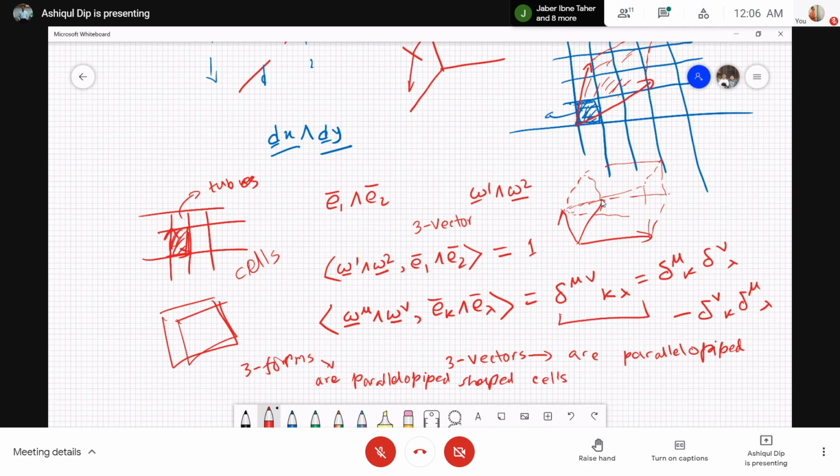And piercing between them will give us the volume of the parallelepiped. Piercing of those will give you the volume of the parallelepiped. The spelling is really weird. I heard people saying parallelopiped. No, that's not the correct pronunciation. Okay, at least we developed some intuition.